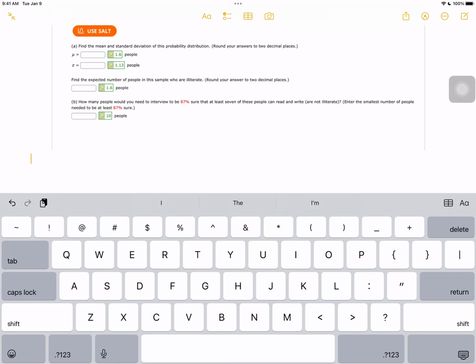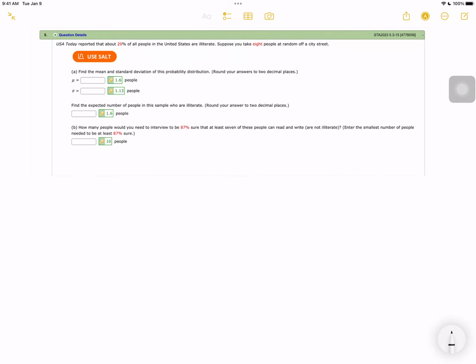All right, we are looking at question 5 from homework 5.3. The first part of the question is simple. Let's read. USA Today reported that about 20% of all people in the United States are illiterate. Suppose you take 8 people at random off a city street. Find the mean and standard deviation of the probability distribution.